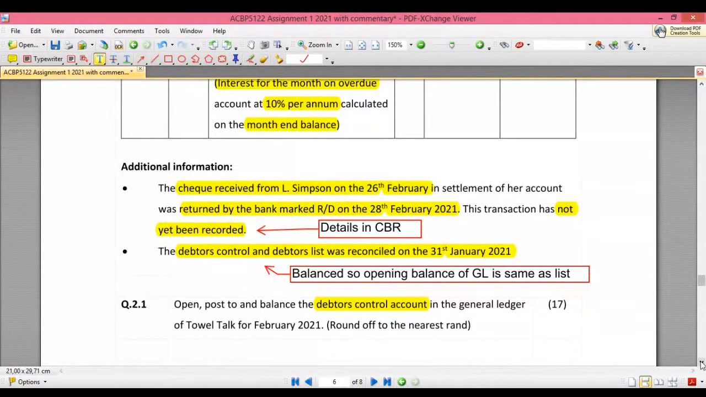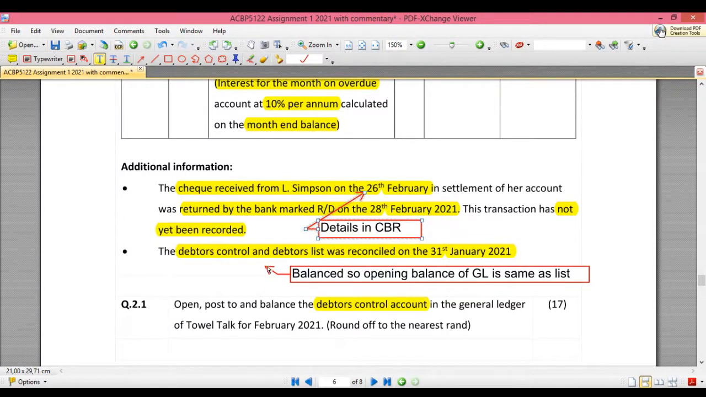They told you a check was received from Alf Simmons on the 26th of February in settlement of the account, it was returned as an RD check and the transaction has not been recorded. So we have recorded the check received in the cash book receipts, but this RD check has yet to be recorded and needs to be accounted for in our general journal.